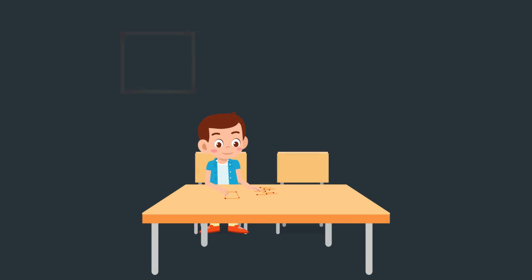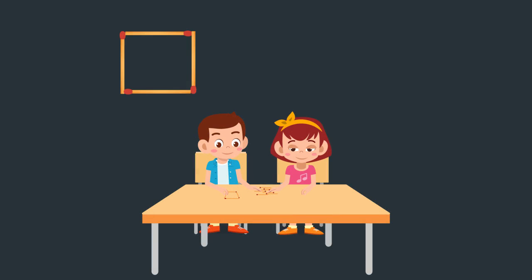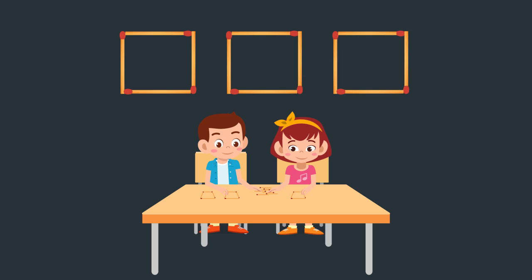Rahul is making squares with matchsticks. His sister Deepa also joins him to make more squares. She adds another square to the one Rahul made. Like this, they get a pattern of squares as shown here.